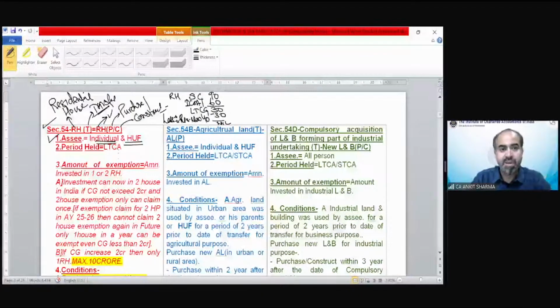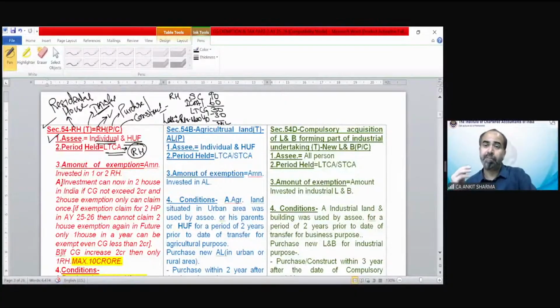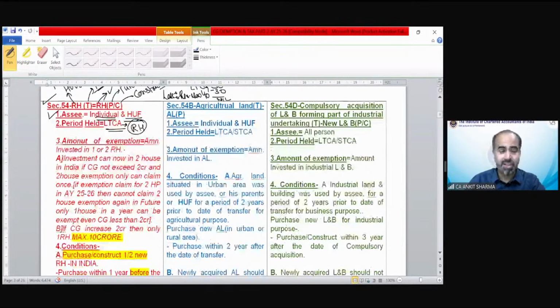First condition. The second condition, the asset you transfer, what we are transferring, residential house, that should be a long-term capital asset. So if you transfer your residential house, and if it is not long-term, it is a short-term capital asset, forget about exemption under section 54. No exemption under section 54 is there. Clear? Two conditions are simple. Now the third condition is very interesting.